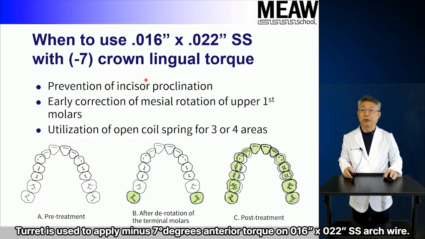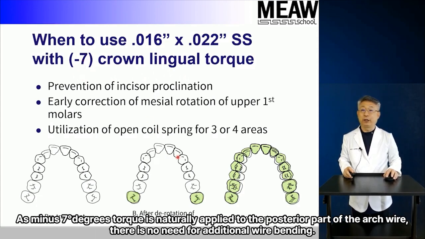Turret is used to apply -7 degrees anterior torque on the 016 x 022 SS arch wire. As -7 degrees torque is naturally applied to the posterior part of the arch wire, there is no need for additional wire bending.